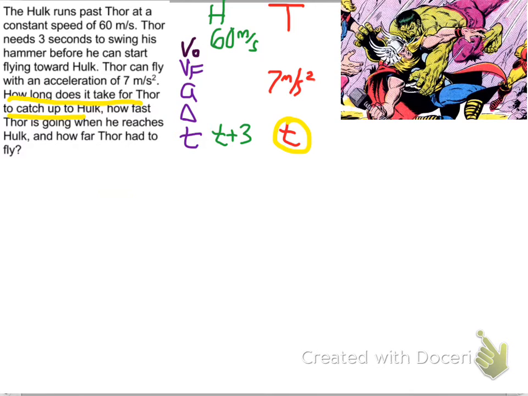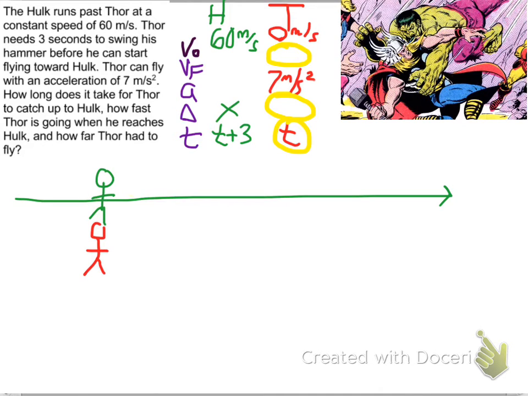And we want to know how long it takes for Thor to catch up to Hawk. And also, how fast is Thor going when he reaches Hawk? And lastly, how far Thor had to fly. So it doesn't say anything about Thor's initial speed, so we just say that it's 0 meters per second.